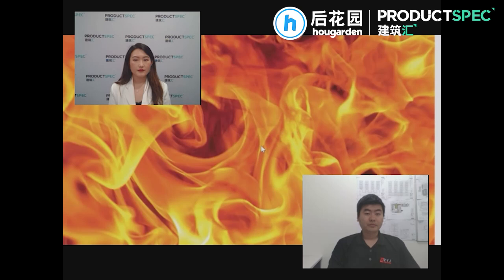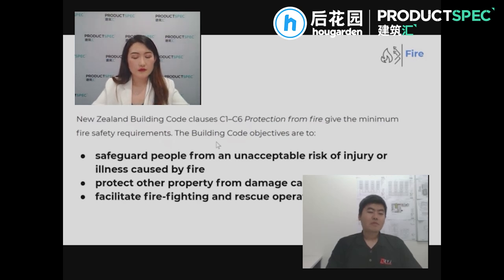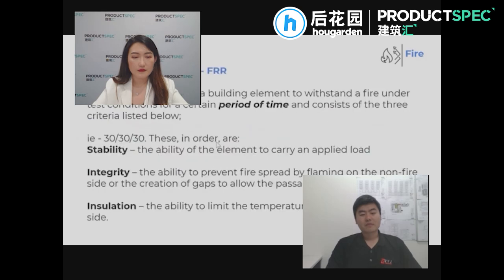Probably the most critical one on a non-daily basis is fire. Now, the New Zealand Building Code clause that this relates to is what they call C1 to C6, and that's protection from fire to give a minimum fire safety requirement. The objectives are safeguard people from unacceptable risk of injury or illness caused by fire, protect other property from damage caused by fire, and allow firefighting and rescue operations to occur. So the whole idea of intertenancy walling is to protect.